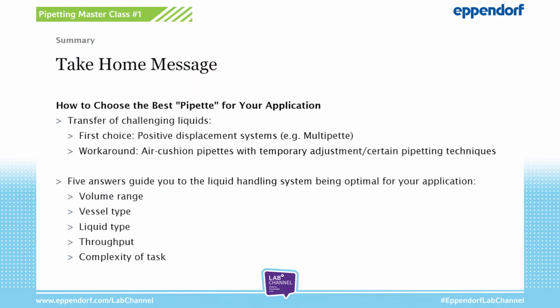And with this webinar, we wanted to illustrate that it makes sense to ask the question which pipette is best suited for this application. So it is not always the classical air cushion pipette that is primarily suitable for aqueous liquids and buffers. If you use it for difficult liquids, you should consider a temporary adjustment of your pipette and also certain pipetting techniques. In general, positive displacement systems are more suitable for these liquids, and in addition to the liquid type, also consider the volume to be pipetted, the vessels used, but also the throughput and the complexity of your pipetting project.